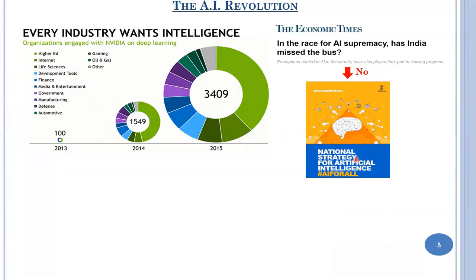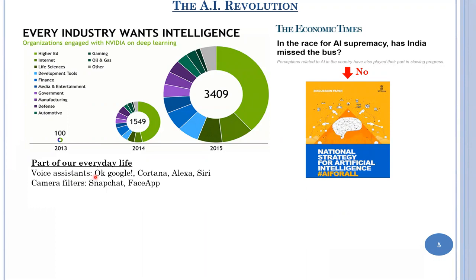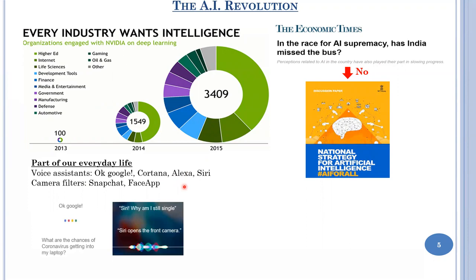There are several voice assistants like OK Google, Cortana, Alexa, Siri, which you may have used. And then there are camera filters like Snapchat and FaceApp, which you may also be using on a daily basis, depending upon the person. So although these have become a part of our everyday lives, and their comebacks are really good. For instance, when I asked Siri why I'm still single, she just opened the front camera and that was it. So they are really intelligent.